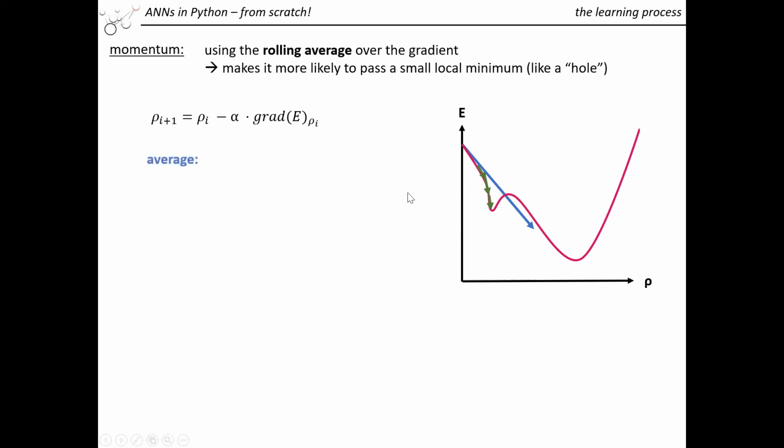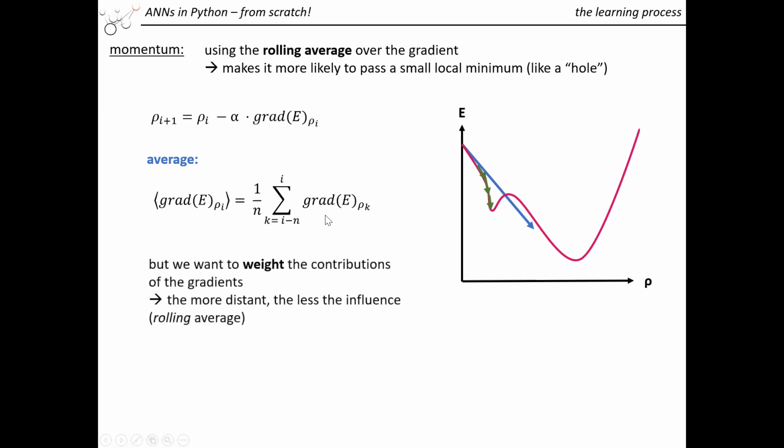So in principle, if we just go back to the definition of an average, we will have an equation that looks like this. So we have the gradient of our loss function with respect to a certain parameter rho at iteration i. And if we just want to do this for the previous n iterations, let's say 10, then we just sum up the gradient values from the previous iterations and divide by n. However, we want to do this in a more clever way, because we want to weight the contributions to the average differently.